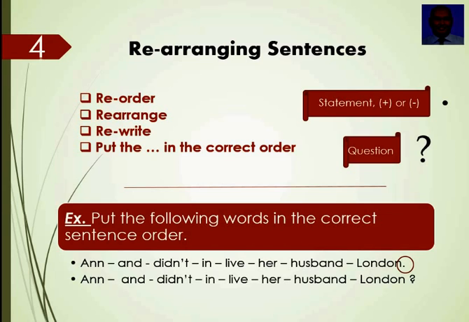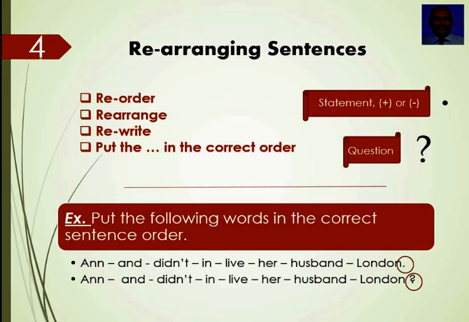Okay, what about the second? Now it's a question. And you should remember that we usually start with the helping verb, we call it secretary, if you remember. So the answer should be like this: Didn't Anne and her husband live in London?